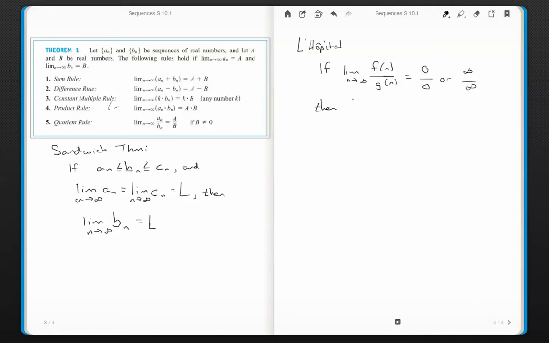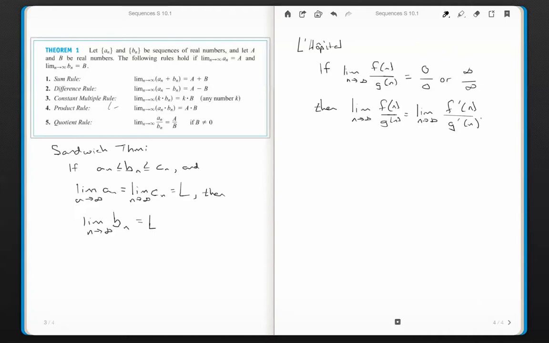Then this limit as n approaches infinity of f of n over g of n equals the limit as n approaches infinity of f prime of n over g prime of n.